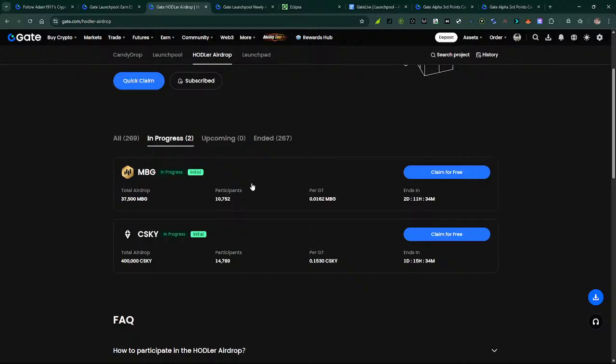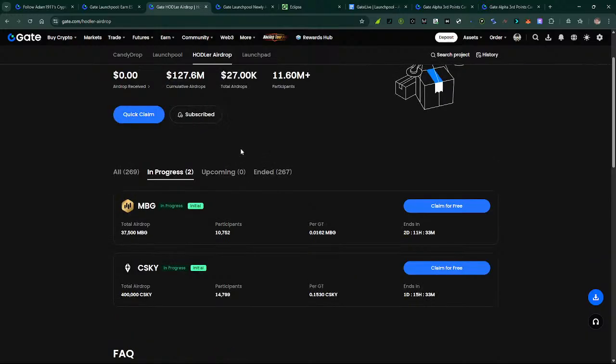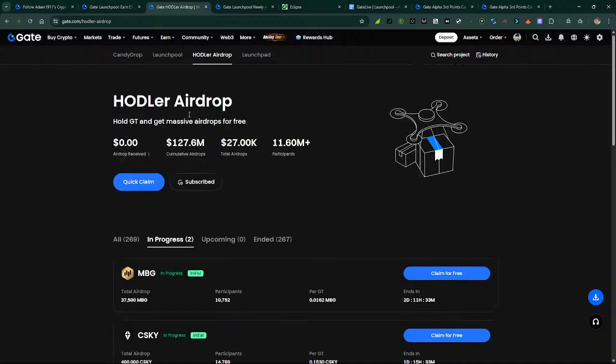Make sure you are actually holding more than 1 GT. That is mandatory. Okay, remember that is mandatory. So this is super easy, participating in the holder airdrop, and you don't have to stake, you don't have to deposit, you don't have to do anything. You just have to click the claim button.